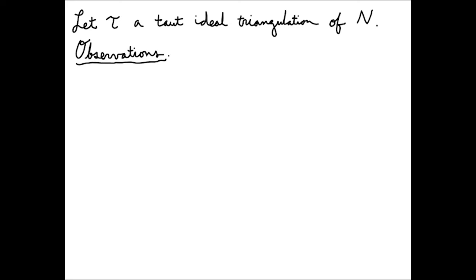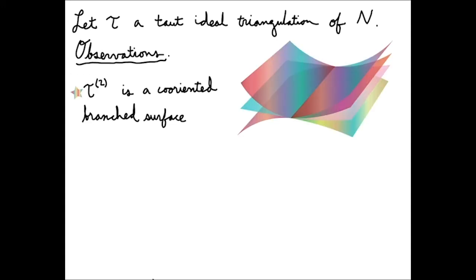So if I have a taut ideal triangulation of a manifold, here are some observations about it. Its 2-skeleton is a co-oriented branched surface. A branched surface is something like a train track in a surface. A train track in a surface carries curves and laminations in a surface, and a branched surface in a 3-manifold carries surfaces and 2-dimensional laminations in the 3-manifold.